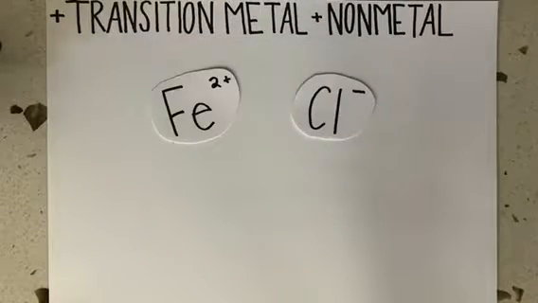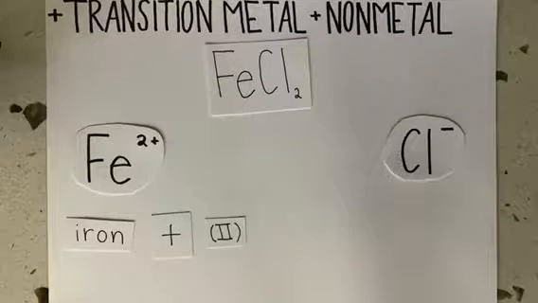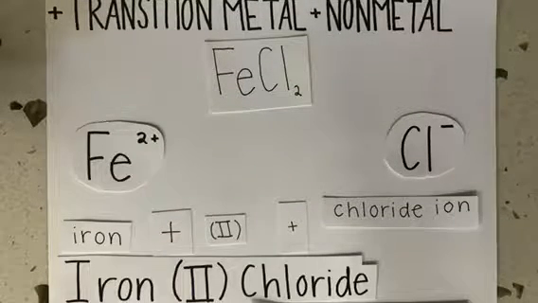Because we know the charge of the chloride ion in FeCl2 is -1 and there are 2 chloride ions in the compound, the charge of iron is +2 since the overall charge of the compound is 0. Thus, the name of FeCl2 is iron(II) chloride or ferrous chloride.